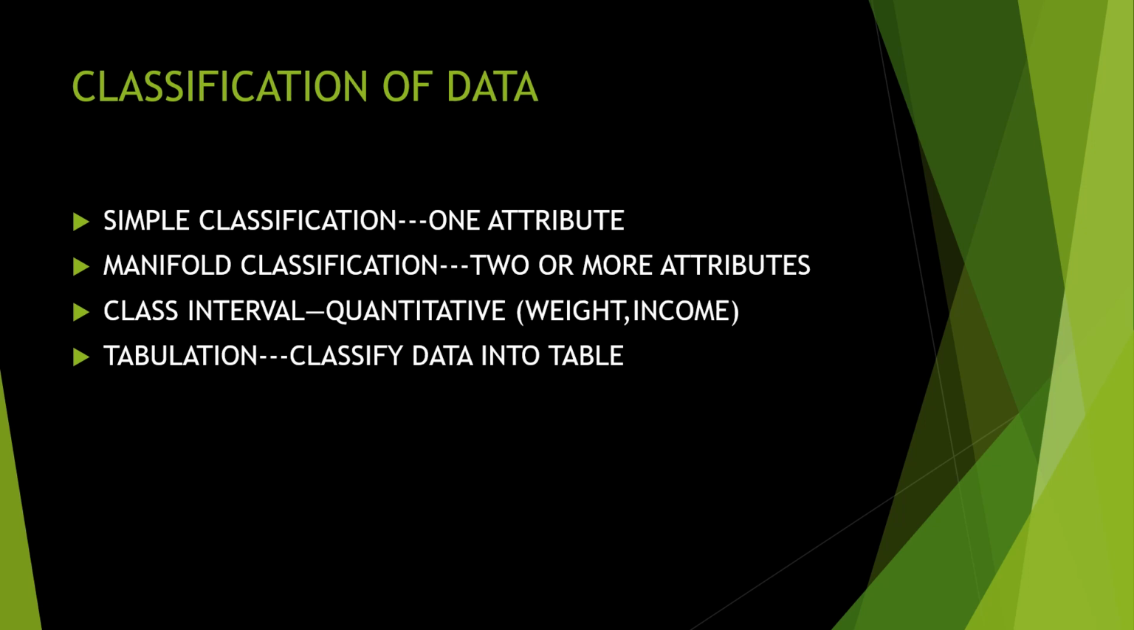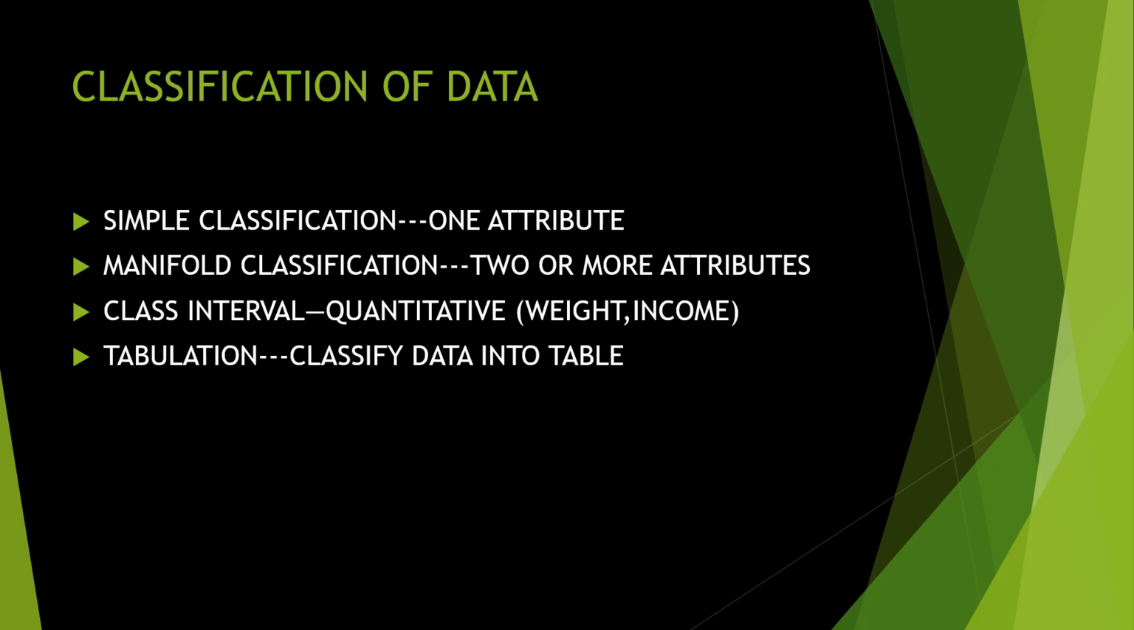After classification, you will make a table. That is what we call tabulation. Classify data into a table and find, from height 165 to this much, or 140 to this much, how many people are there and how many are not. What is their weight, what is their height, what is their health condition, what disease they have. Like that you make a classification, and tabulation is made.